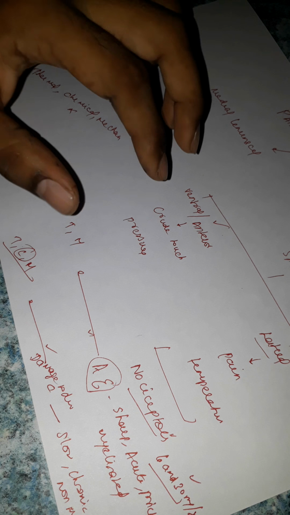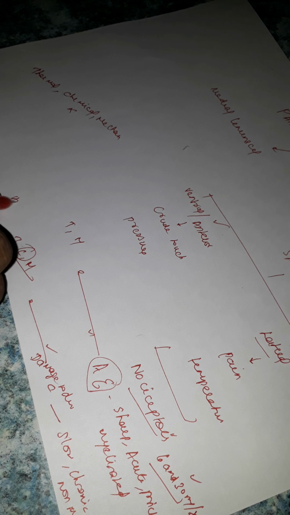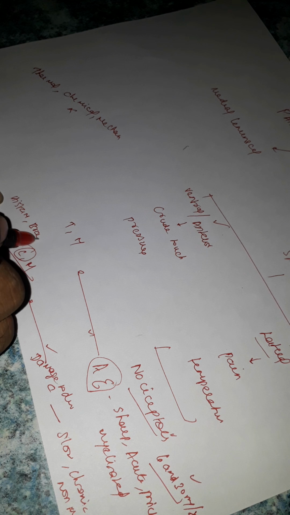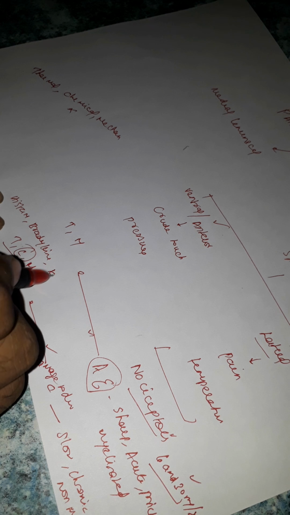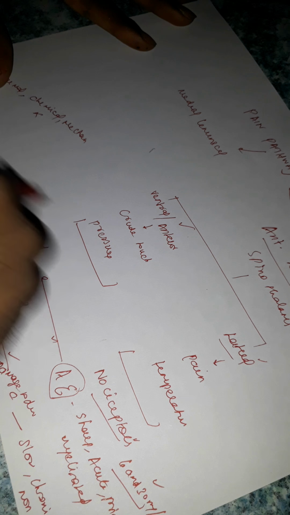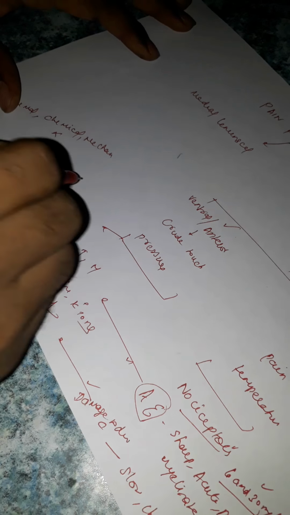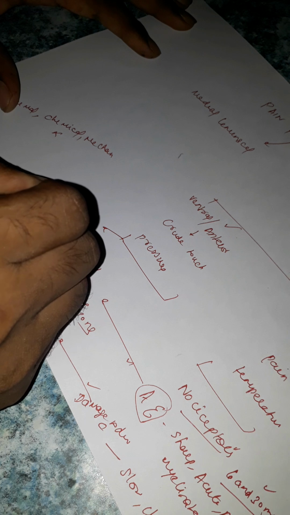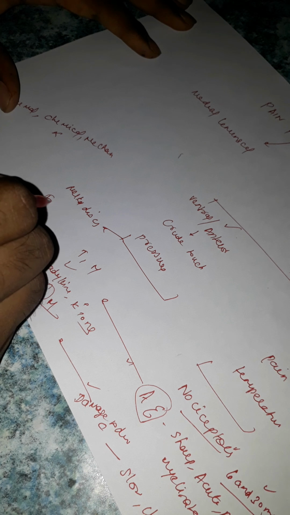The chemical stimuli are your histamines, bradykinin, potassium ions, all these sorts of things. So your A delta fibers carry thermal and mechanical stimuli and extreme temperatures, and your C fibers carry all three: thermal, chemical, and mechanical. Now, for the ventral or anterior spinothalamic tract, the receptor is going to be your Merkel discs. Merkel discs are your free nerve endings.